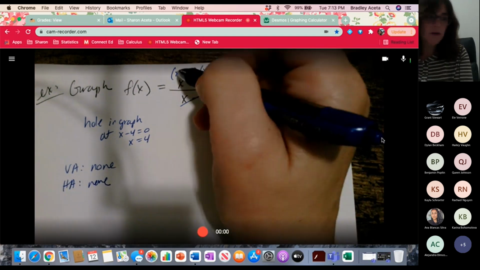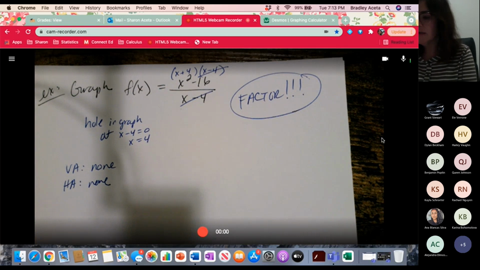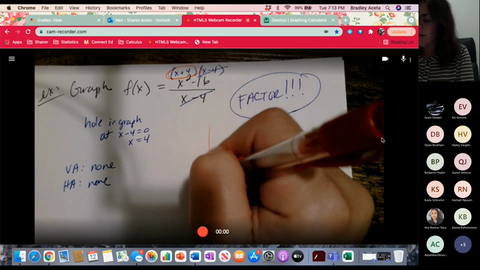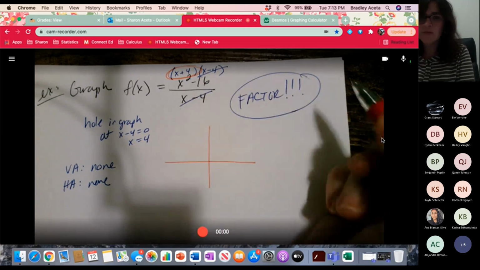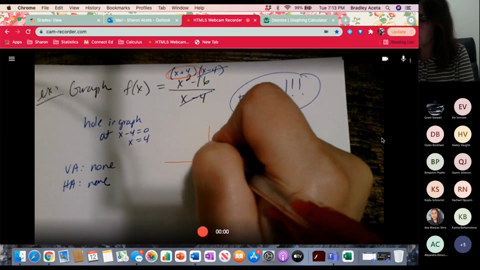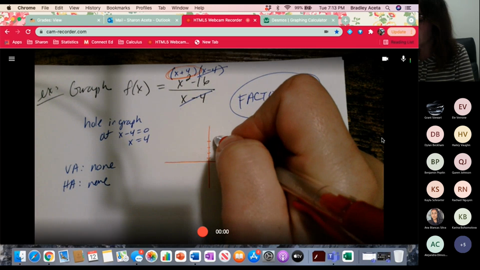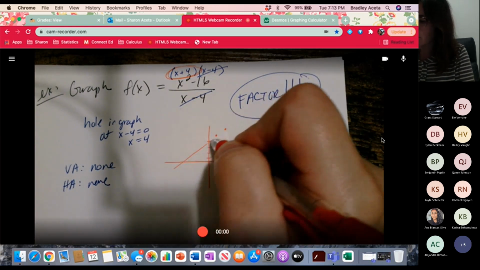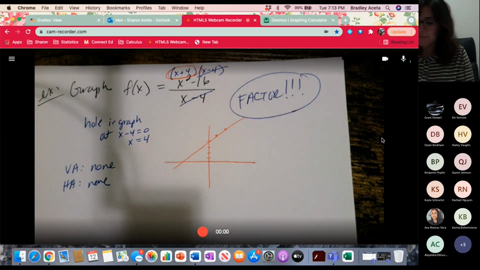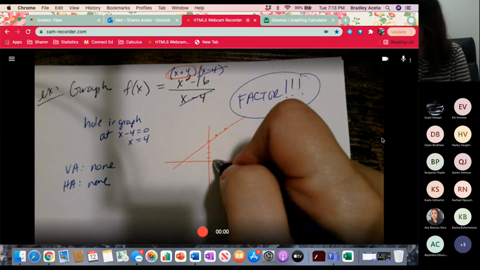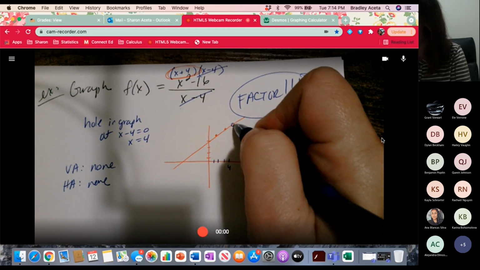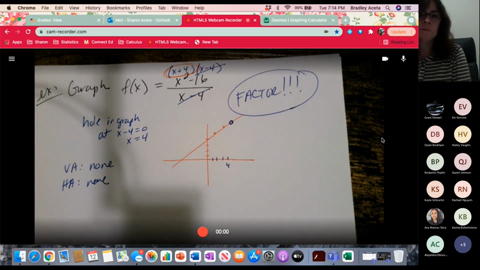What ends up happening is what you're left with, this thing that didn't cross off, which is in the numerator, is really what you graph. You graph the x plus 4 line. So 1, 2, 3, 4, and you go up 1 over 1, up 1 over 1, up 1 over 1. But there's a hole in the graph at 4. 1, 2, 3, 4. There is a hole right there in that graph.